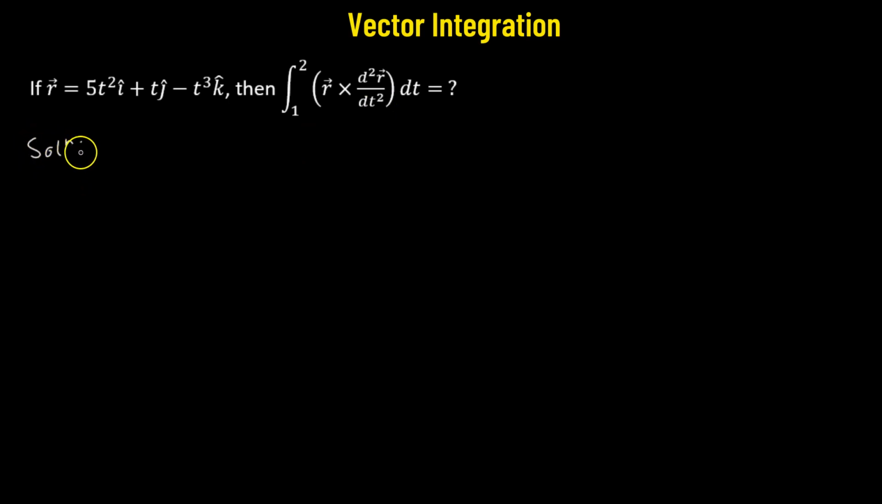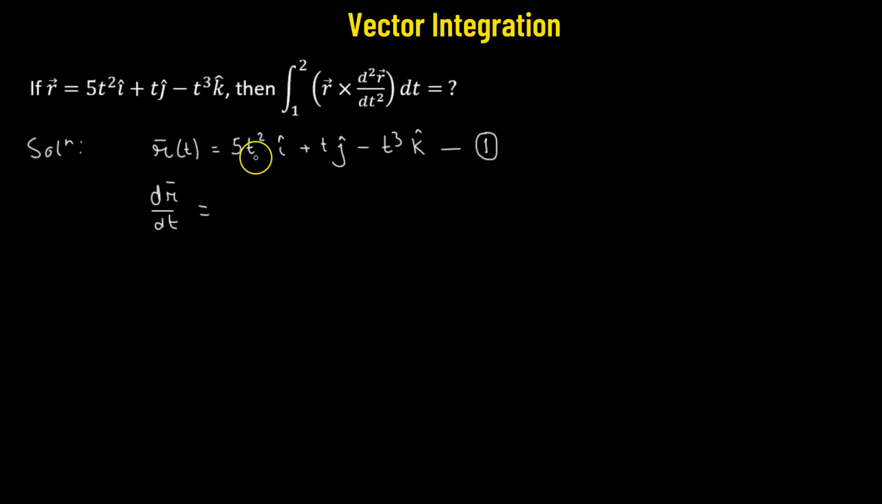So here we will begin by first writing down the vector valued function r as a function of t. It's given, it's equal to 5t squared i cap plus t times j cap minus t cubed times k cap. Let's label this as equation number 1. What we'll do, we'll take the derivative of r vector with respect to t. So that's equivalent to taking the derivative of the components of i cap, j cap and k cap with respect to t. So we'll have 10 times t, so that's the derivative of 5t squared times i cap.